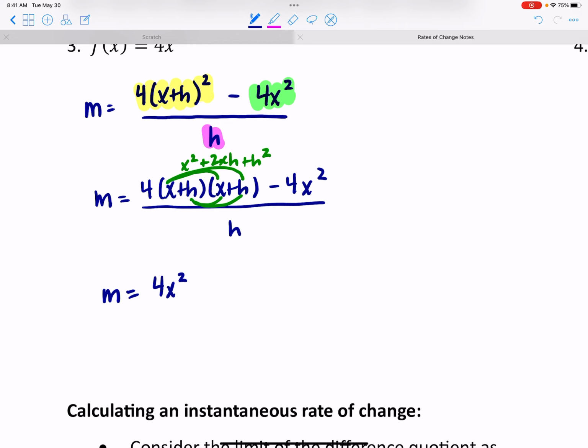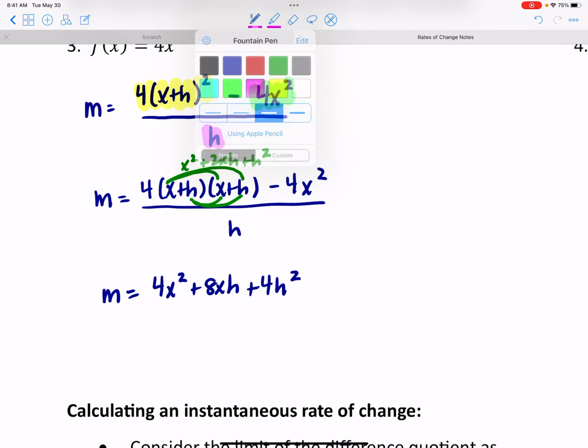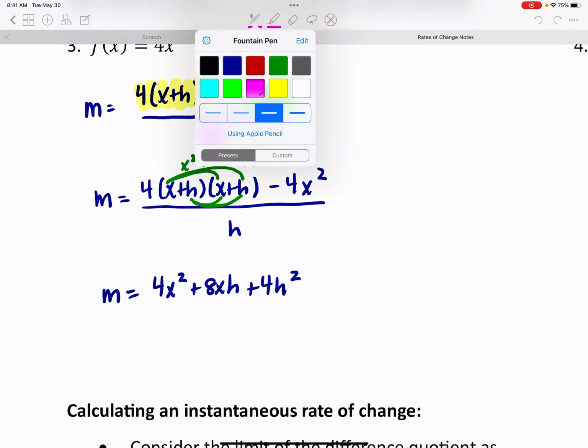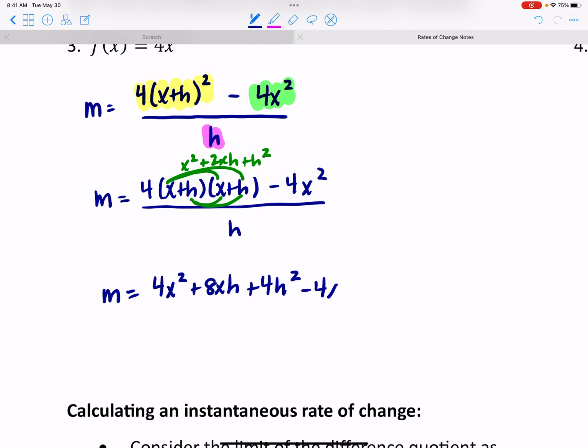4 times 2xh is going to give us an 8xh, and then 4 times h squared is going to give us a 4h squared. So I just distributed 4. So 4x squared, 8xh, and 4h squared, and that's where I got these three pieces. Okay? So from that we said we have to subtract this 4x squared. So a minus 4x squared, and then again divide by h.